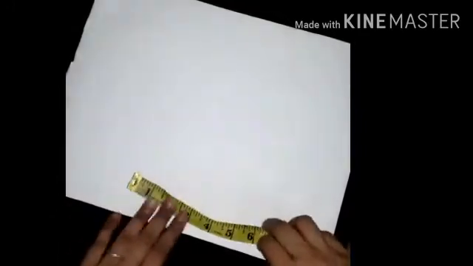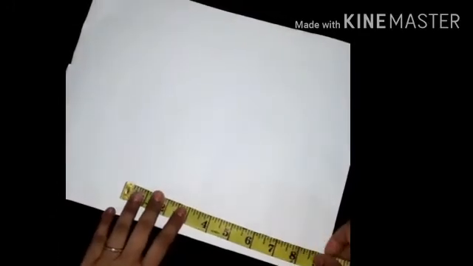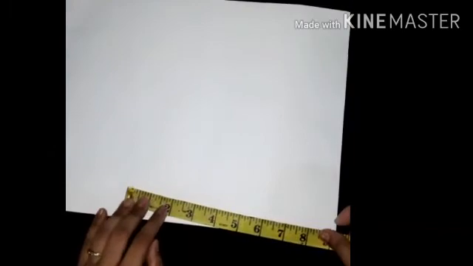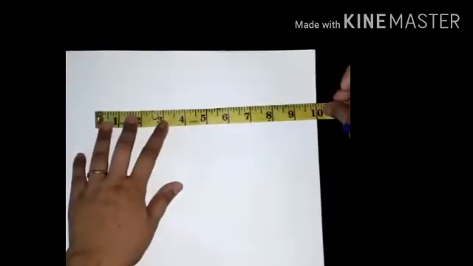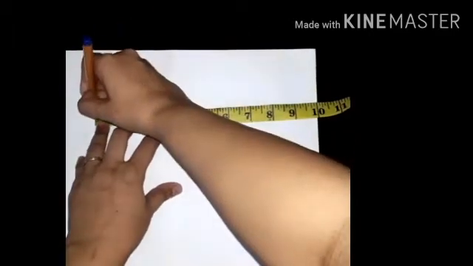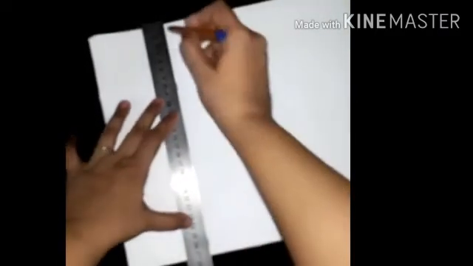I'm going to start with the bodice length first. This is 9, but I am taking 10, 1 inch for seam allowance. Mark on the sheet with the help of a pen. Mark 1 point here and 1 point over here. Draw a straight line through these points.